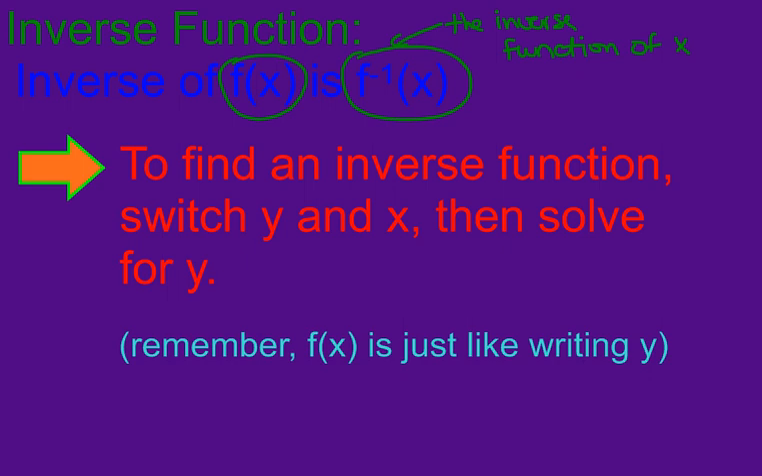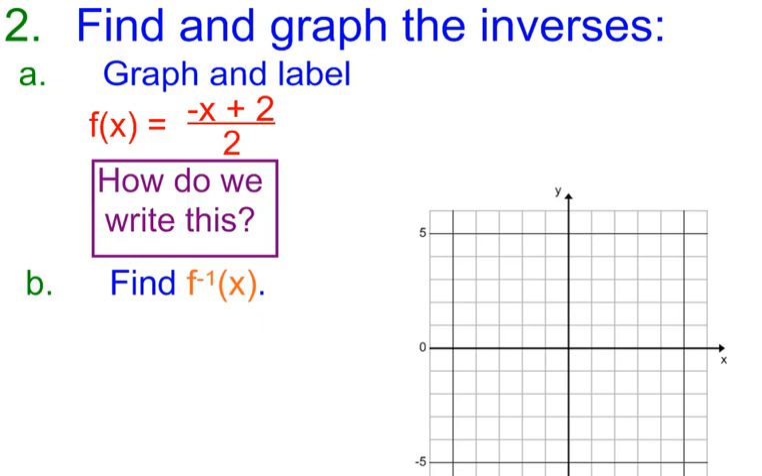So one thing to remember is that f of x is just like writing a y for us. It's not exactly the same thing, but we can say that that's our y variable. F of x is our y variable. It's our dependent variable. So we sometimes just think of it as being the y. So for our first problem, it says find and graph the inverses. So they give us an original problem. This problem is f of x equals (negative x plus 2) divided by 2.